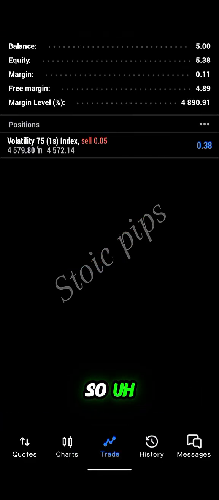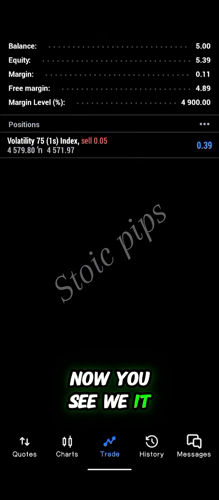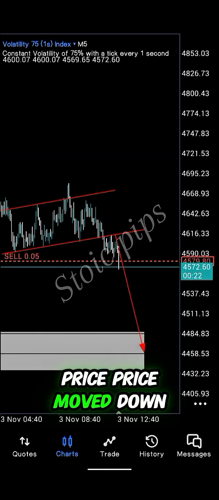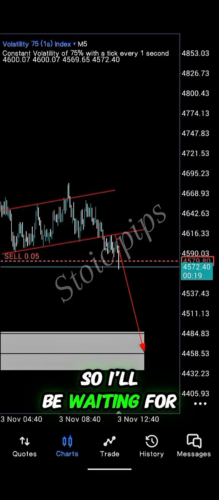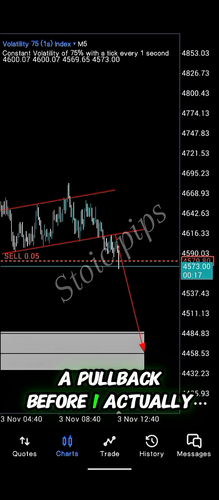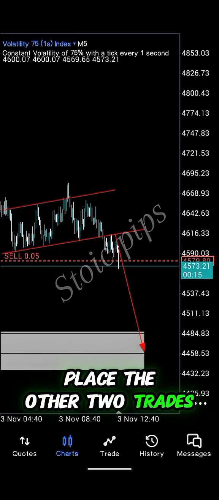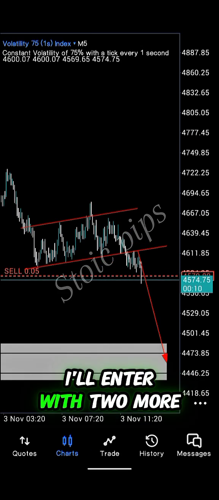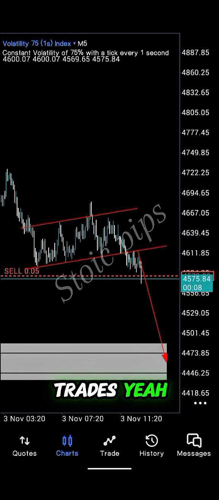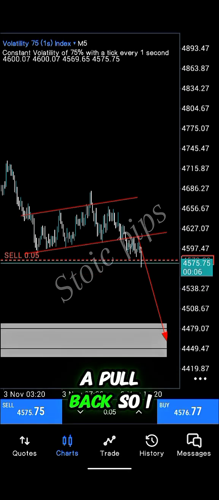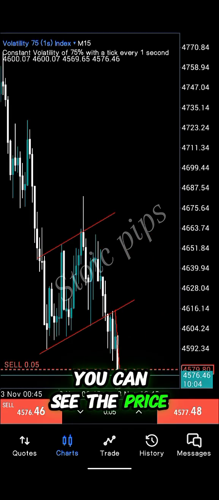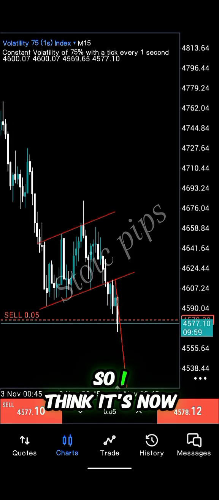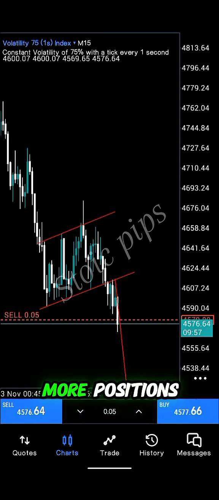Yeah, so now we see it was a sniper entry. As soon as we entered, price moved down. So I'll be waiting for a pullback before I actually place the other 2 trades I was talking about. So after the pullback, I will enter with 2 more trades. Yeah, so let's wait for a pullback. So I think you can see the price is now creating a pullback, and it's almost at our entry. So I think it's now time for me to add 2 more positions.